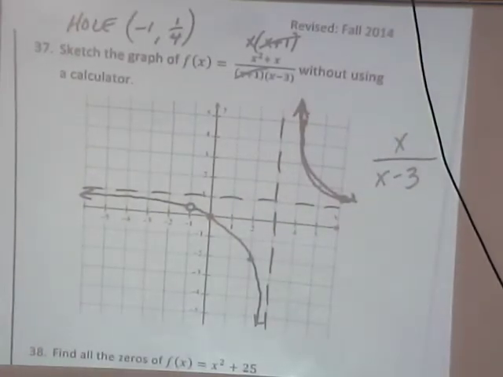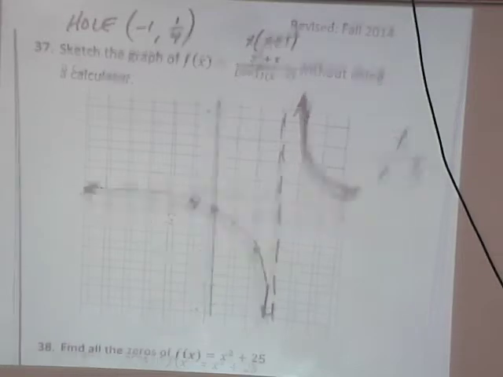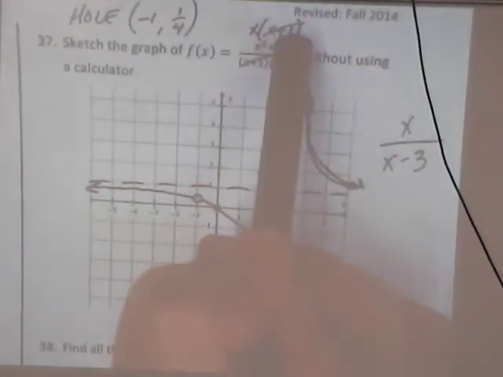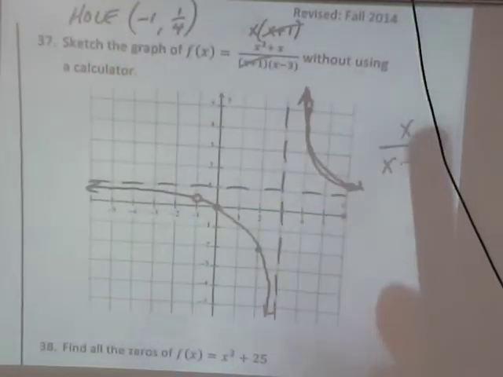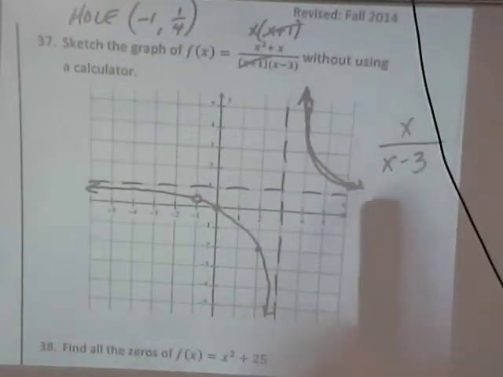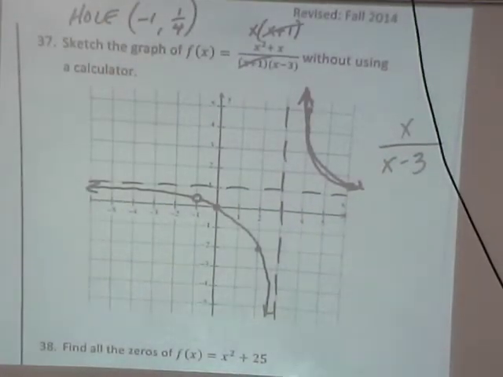How do you find the y coordinate of the hole again? You plug in whatever you took out. We took out x plus 1. So basically negative 1 is what we took out. Plug that into the simplified version. So it'd be negative 1 over negative 1 minus 3, negative 1 over negative 4, or 1 over 4. Yes.